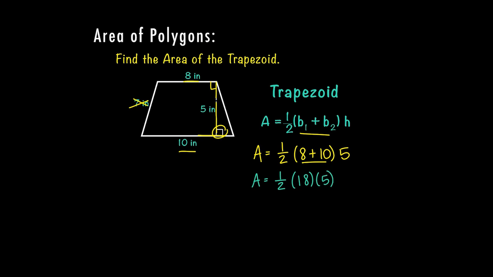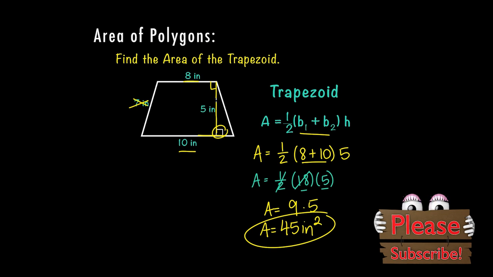Now I can go ahead and take half of one of these numbers, not both, just one. Since 5 is an odd number, I'm going to take half of 18, which equals 9. So now the area of this trapezoid is 9 times 5, and that means that the area equals 45 inches squared.